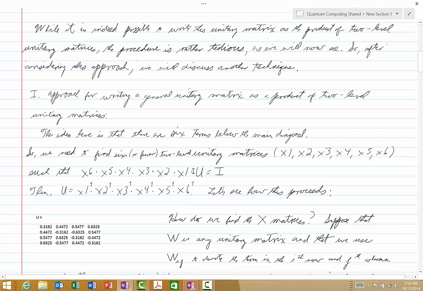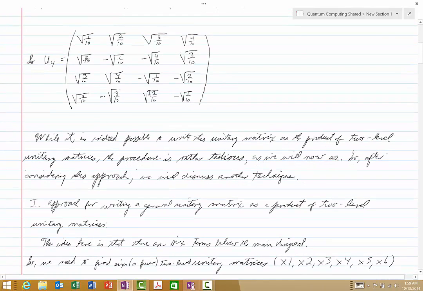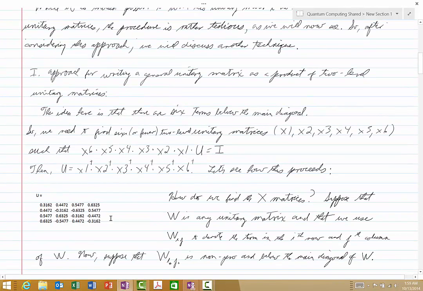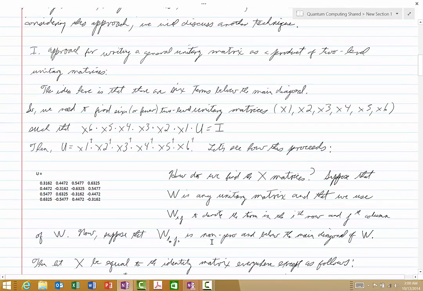But how do we find these matrices? Okay, well, here is U4, and it has all these radicals in it. And so the first step, because I wanted to do this work, it's certainly too tedious to do it completely by hand. So here I've plugged the matrix into MATLAB. And I ask, how do we find the X matrices? Well, the idea is this.